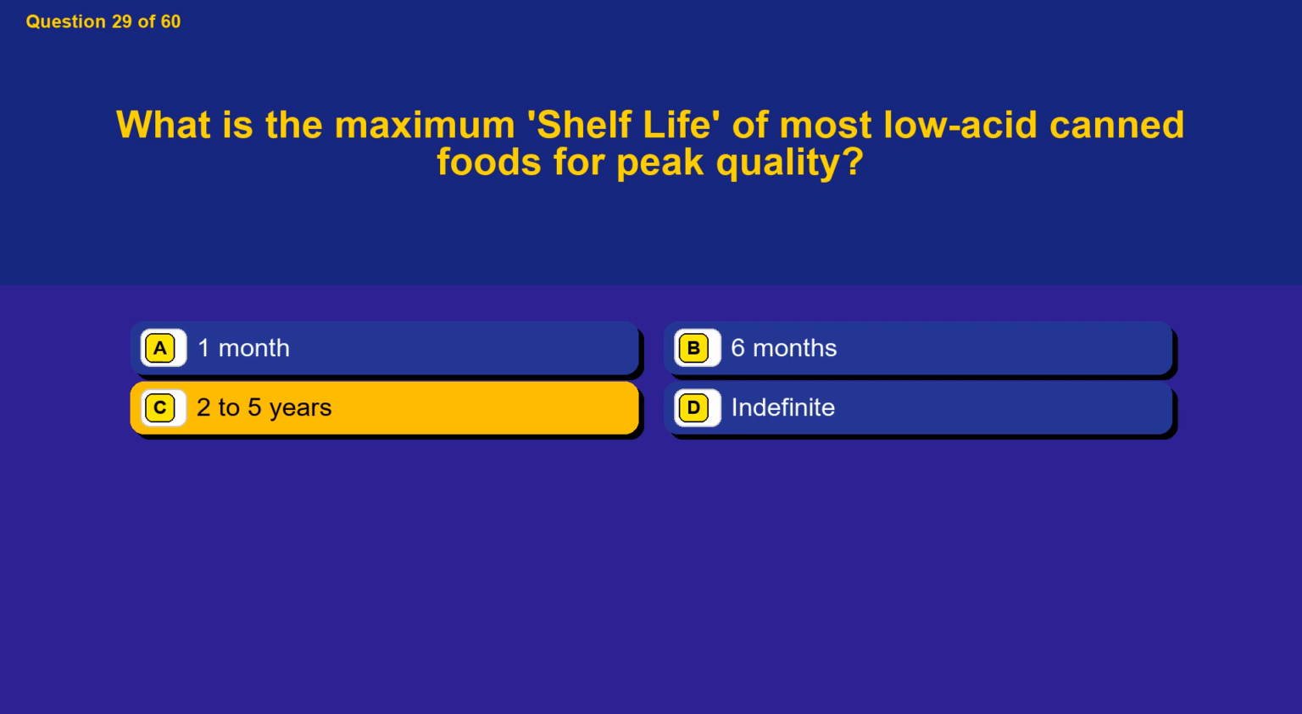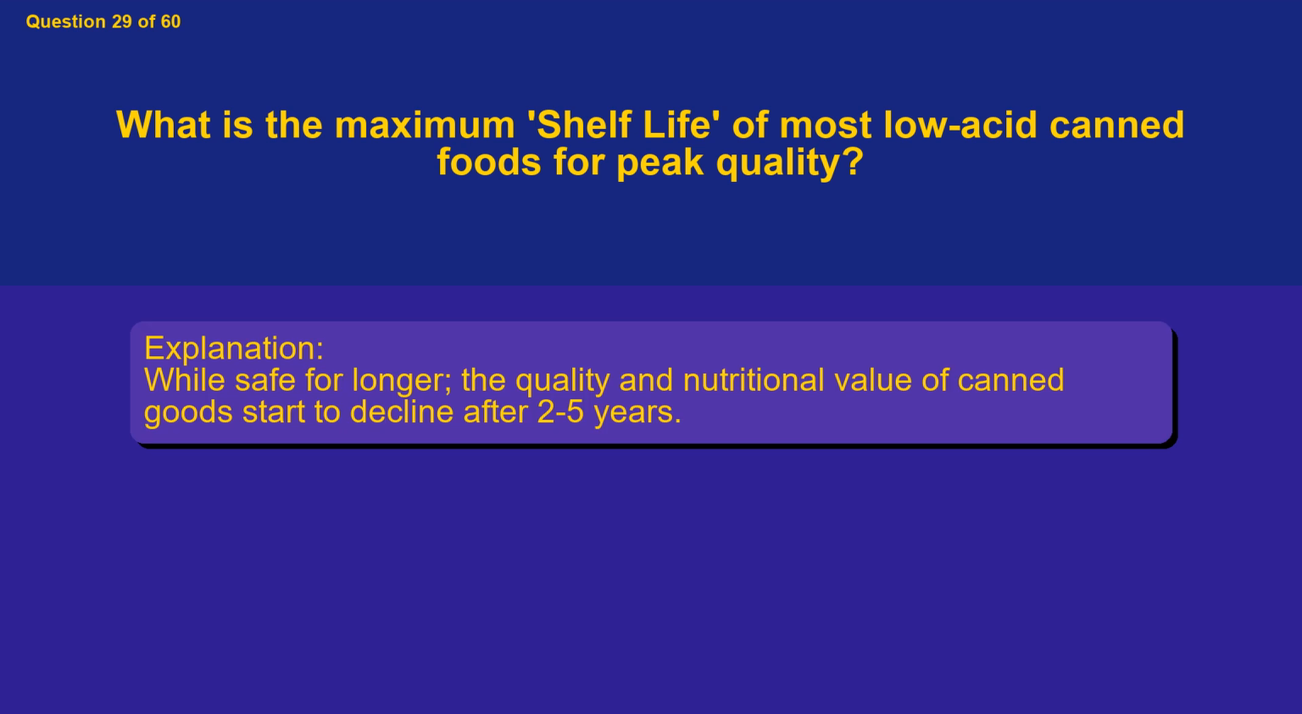The correct answer is option C, 2 to 5 years. While safe for longer, the quality and nutritional value of canned goods start to decline after 2 to 5 years.